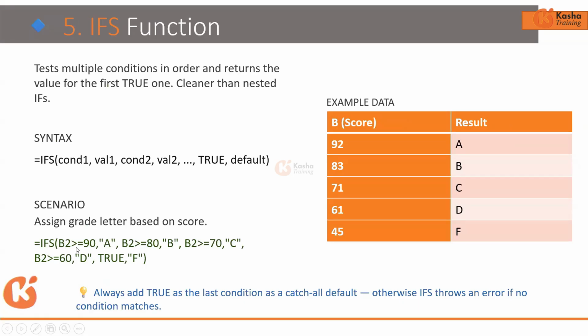If B2 is greater than or equal to 90, now obviously this is greater than 90, then it is A. If B2 is greater than or equal to 80, then it is B. If B2 is greater than or equal to 70, it is C. If B2 is greater than or equal to 60, it is D. Otherwise, it is F. So greater than 90, it is A. This is greater than 80, then this is B. Then greater than 70, it is C, then this is D. And 45, since it is not meeting any condition, it is F. So like this, you can see, this is your IFS function.